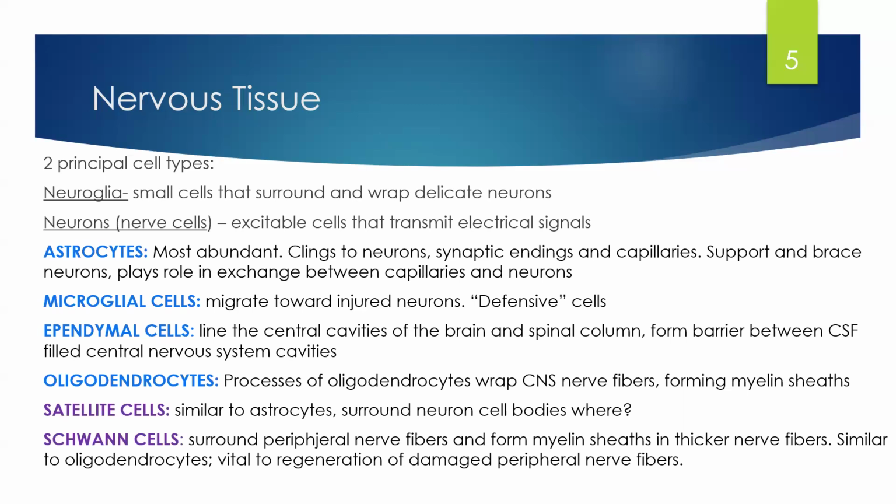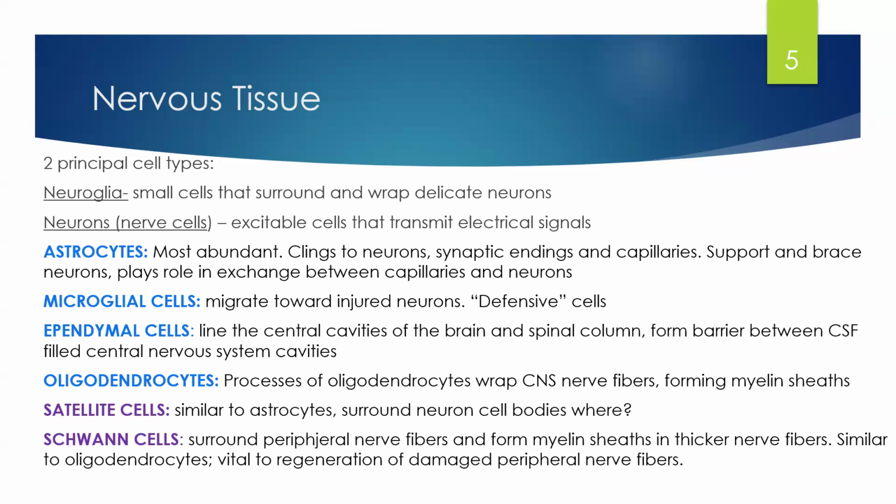What is CSF? Anybody? Yes. So CSF, anytime you see that, cerebrospinal fluid. So the ependymal cells are found in the barrier between your cerebrospinal fluid and the cavities. And then the oligodendrocytes, these are, again, in the CNS. These form the myelin sheaths. And that is on our big neuron model that we have.